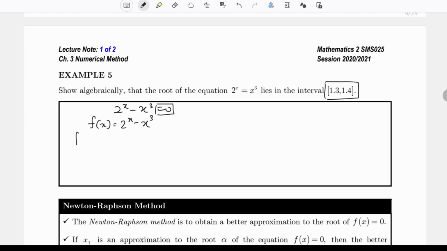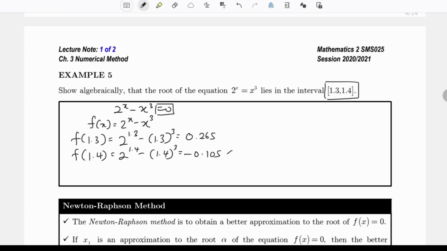So substitute f(1.3) and f(1.4). So 2^1.3 minus 1.3 cubed, and 2^1.4 minus 1.4 cubed. Press your calculator. Here you get negative 0.265, and here you get 0.105. So this is less than 0, this is greater than 0.